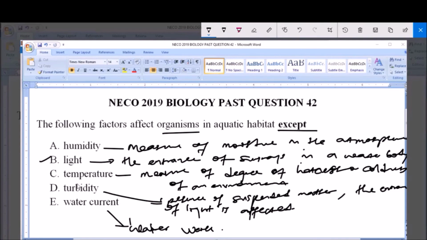Now, temperature also affects aquatic organisms, because when the temperature is too high in the aquatic habitats, the organisms are unable to bear it, and some might even die. So temperature is very important. Also, turbidity. I told you that turbidity affects the penetration of light, that is the entrance of light into the water body. This is due to the presence of suspended matter. So turbidity is a factor that affects aquatic organisms. Now, water currents also affect aquatic organisms, because the more the water current increases, the more the aeration of the water.